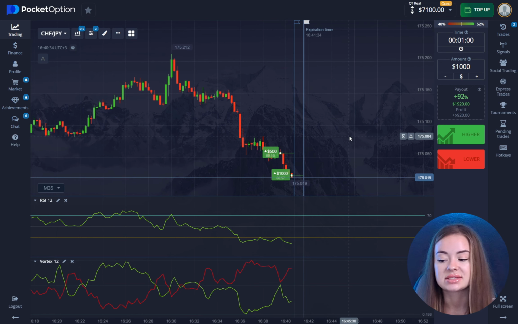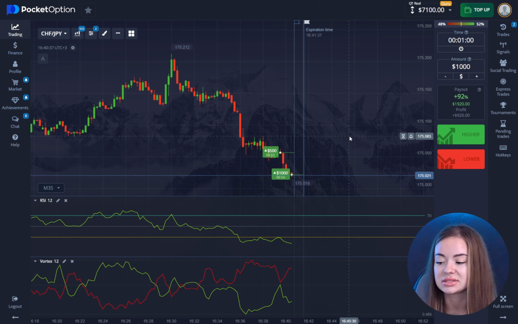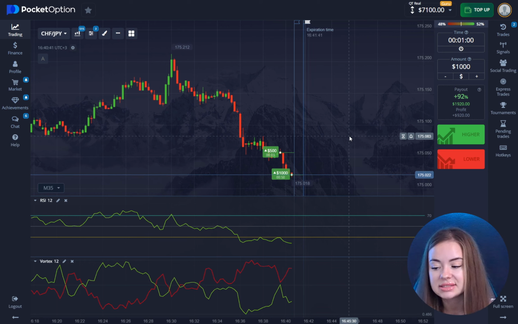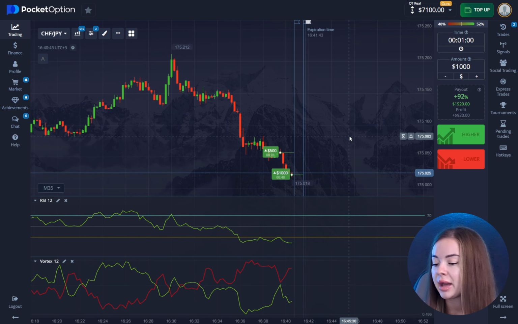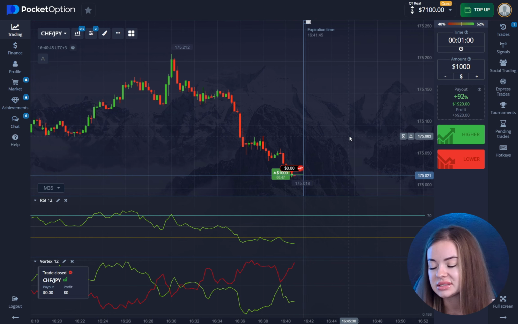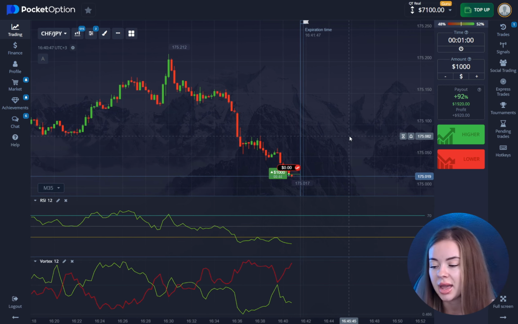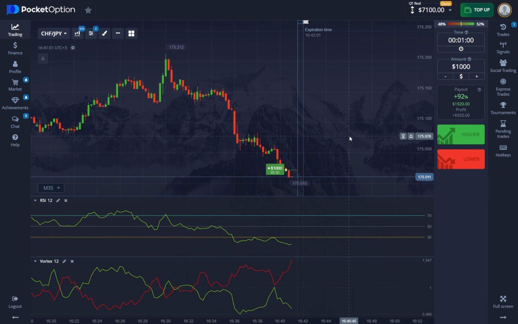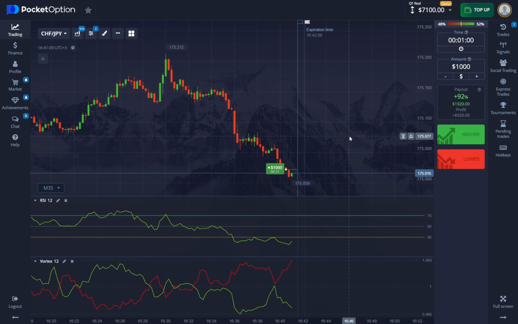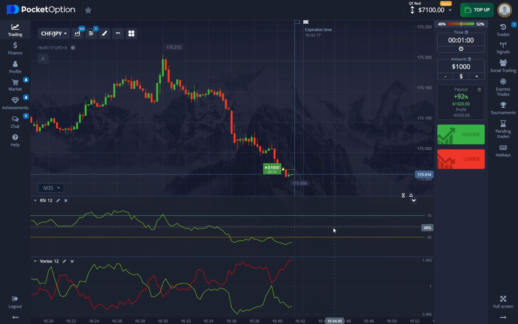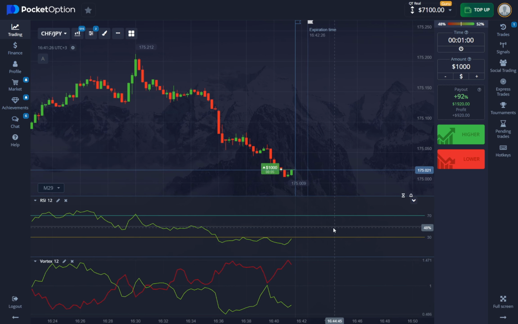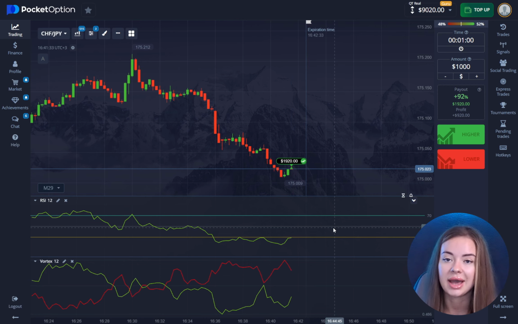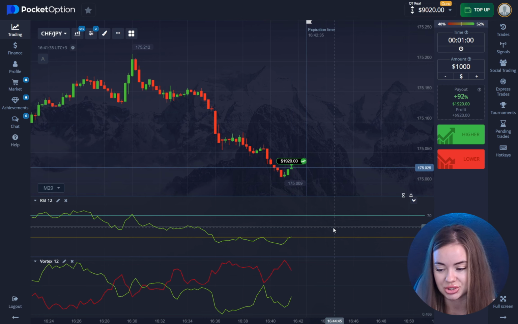We see a slight drop, likely causing the first trade to end in a loss, but my previous analysis remains valid. I open another up trade, doubling the previous entry amount. The trade was successful, and with that I conclude the trading session.